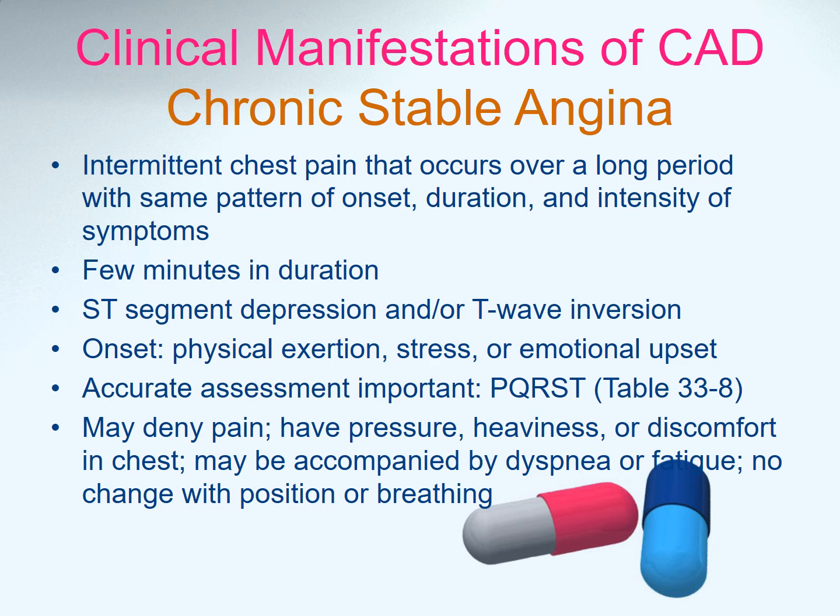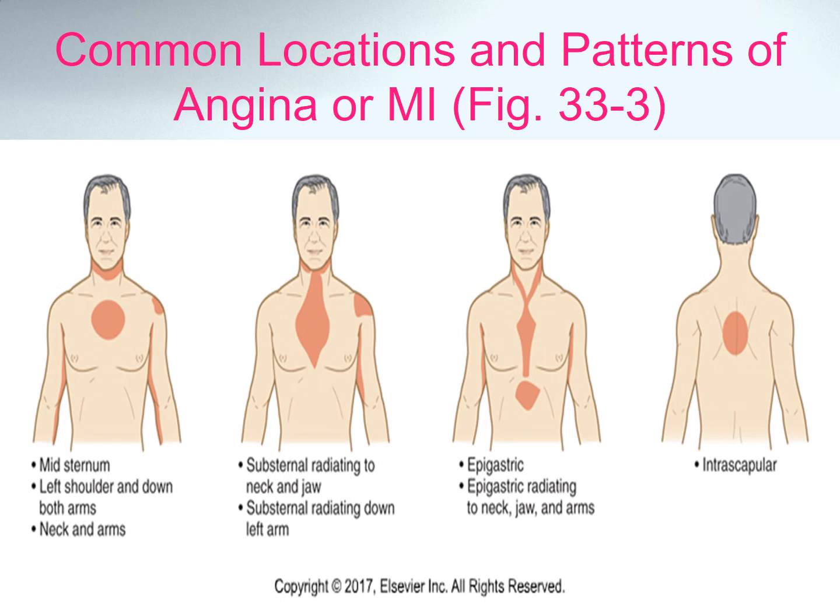They can deny pain, have pressure, heaviness, or discomfort in chest, and this can be accompanied again by dyspnea, fatigue, and it doesn't make any difference if they change their position or their breathing. So these are the different places that an individual can experience angina. Again, the first one, he's got it in the middle of his chest, in his neck, on both arms, or maybe only on one, which is the one that is to his right. It could also be epigastric, or epigastric radiating to the neck, jaw, and arms, and it can also be intrascapular.